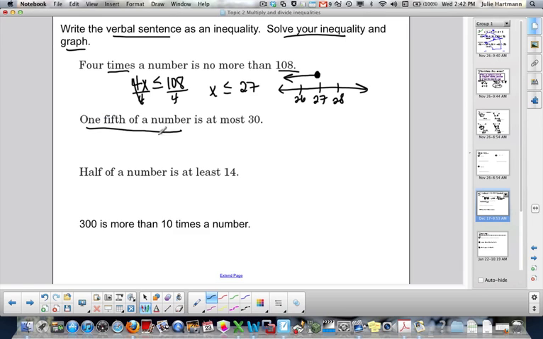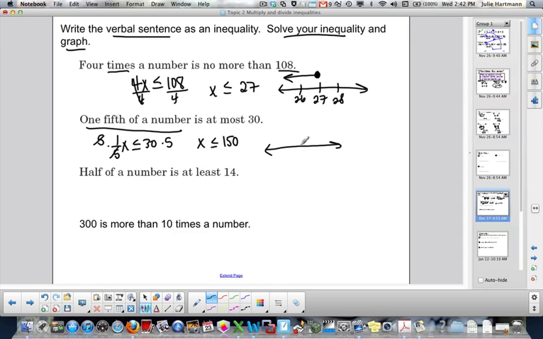Next one, 1/5 of a number. So 1/5 of a number means we multiply. 1/5 times x is at most 30 means it has to be less than or equal to 30 because it can't be over that. We have a denominator. We get rid of that by multiplying both sides by 5. The 5's cancel. We have x is less than or equal to 30 times 5, which is 150.